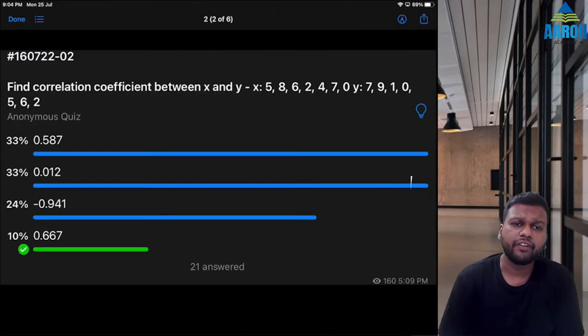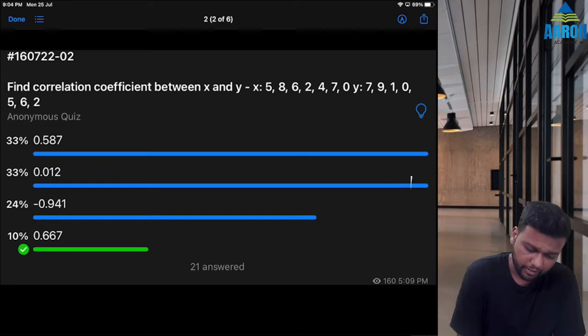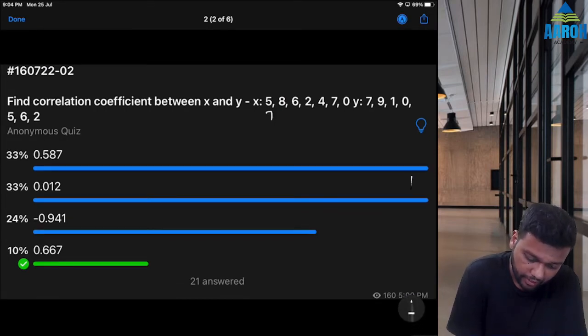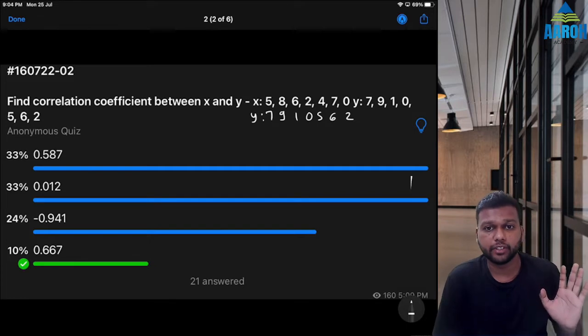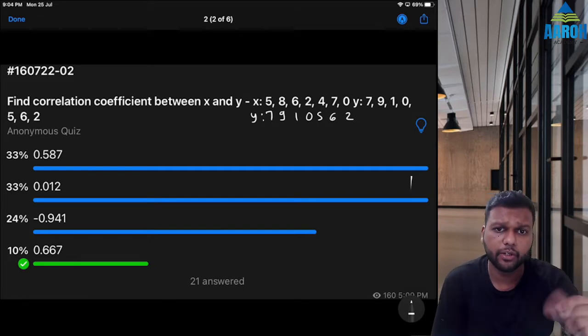Second, find correlation coefficient between x and y. Okay, so this is x, this is y. Let me write y here. 7, 9, 1, 0, 5, 6, 2. Okay, now this is purely a calculator based question. So you have to take out your calculator and do it fast.